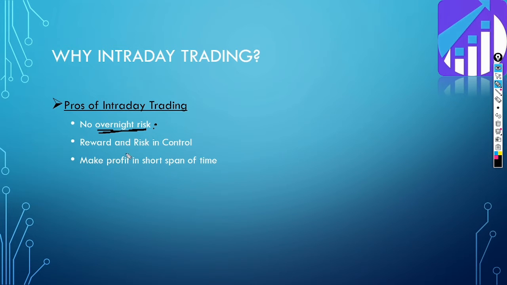But we are doing intraday, so for us it's not a problem. So overnight risk is minimal. This is the biggest point. Second is, risk to reward is in our control. What do I mean by risk to reward? Suppose you are ready to make 2000 rupees a day, so once it comes you can book it. Or you are ready to lose a maximum of 1500 a day, so once it comes you can exit.